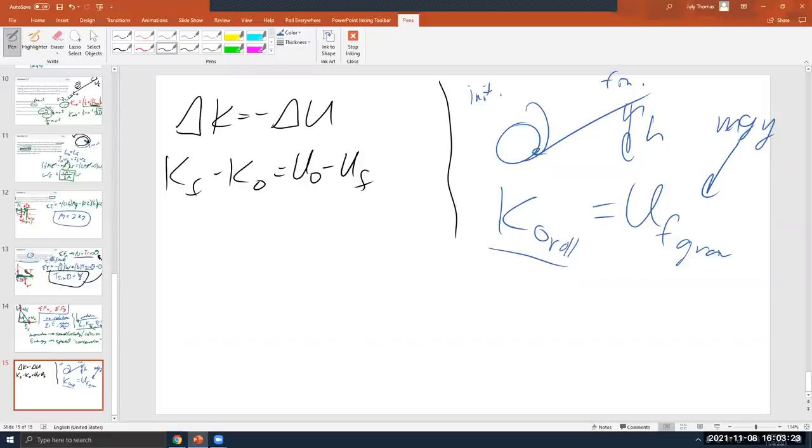A pulley problem, like fall. Yeah, let me just triple check the numbers. I don't think that's... pulley problem. Fall 2020, number 13. If anyone else wants to pull it up, I'll try to pull it up here. Fall 2020. Where's exam two, fall 2020?